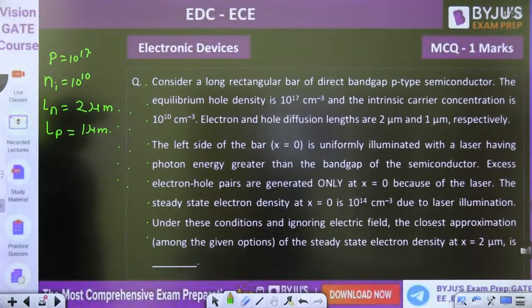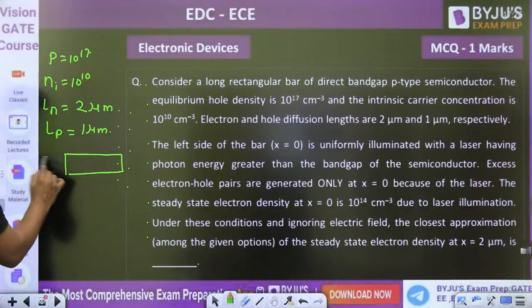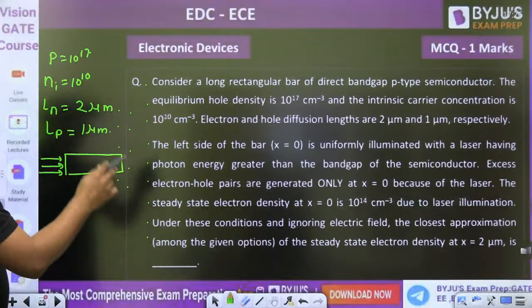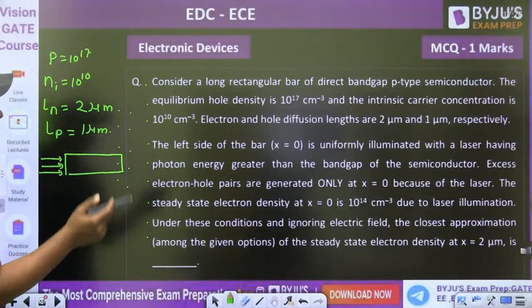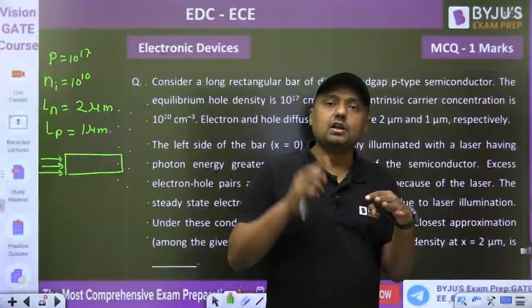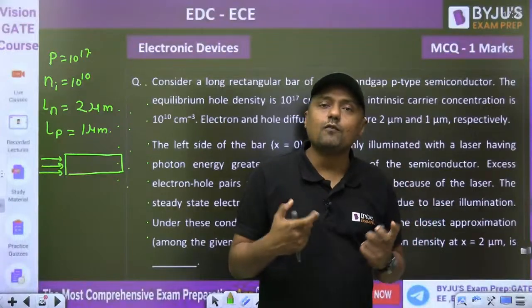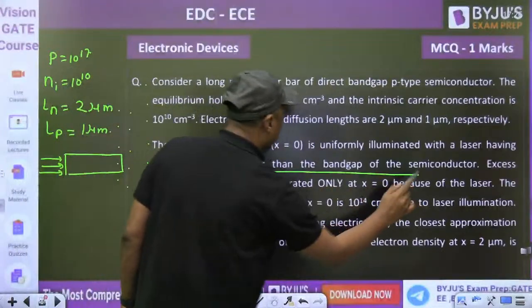The left side of the bar is uniformly illuminated with a laser having photon energy greater than the band gap of the semiconductor. For example, this is the left side of the bar. We are giving radiation at one end. If the energy is greater than the band gap of the semiconductor, then definitely electron will switch from valence band to what? Conduction band, and there is a generation of hole electron pair. That is the meaning of this line.